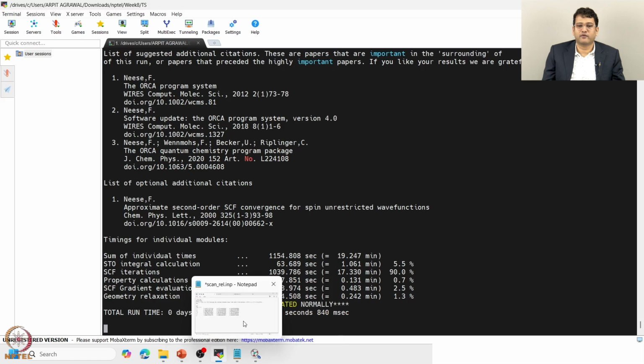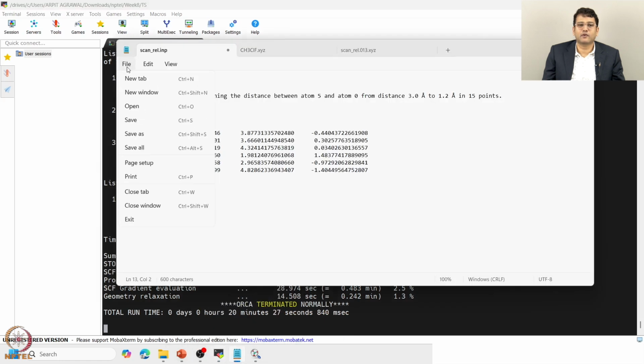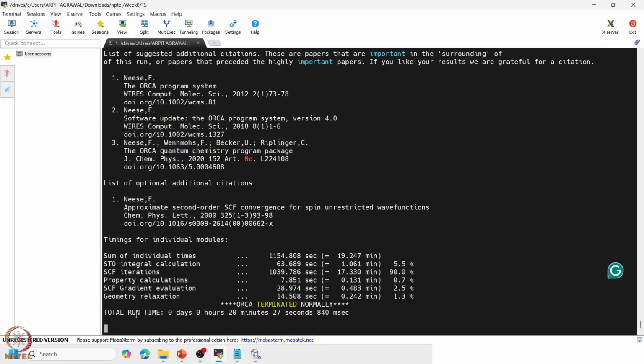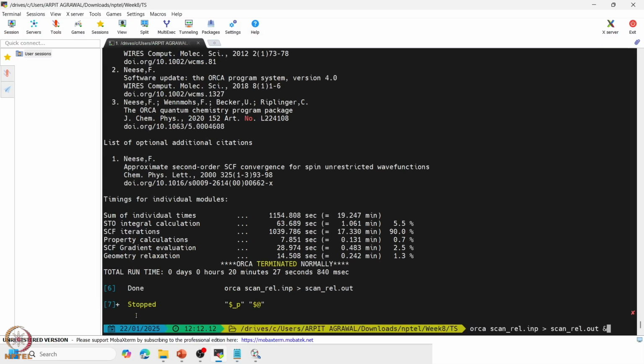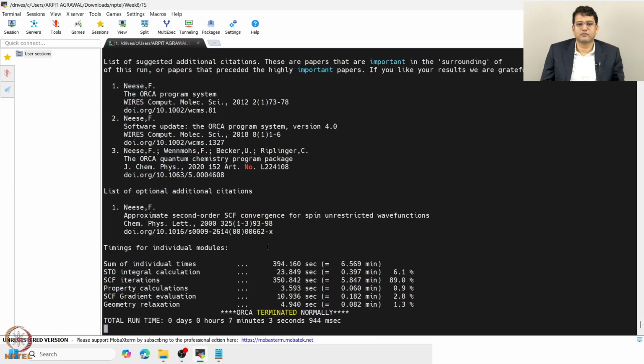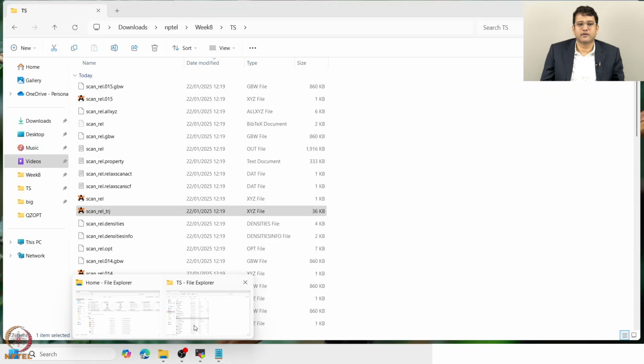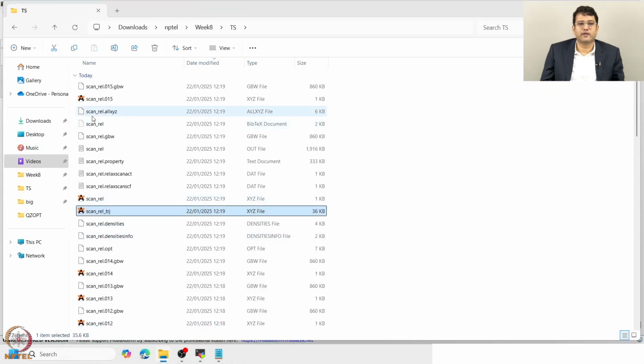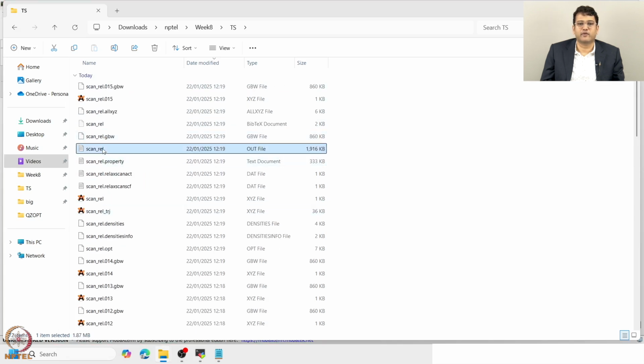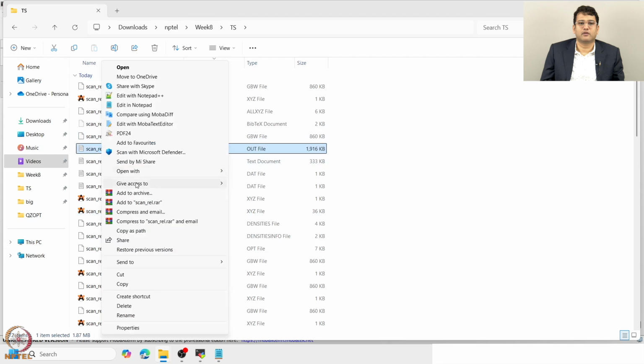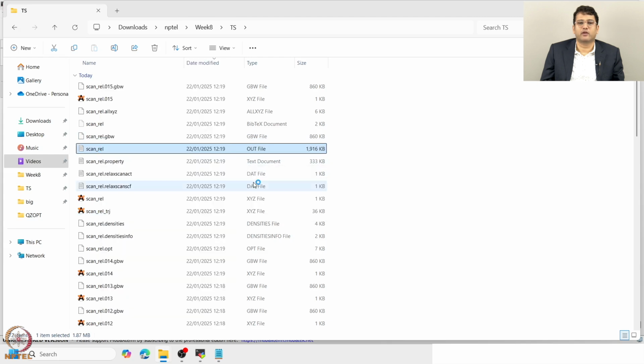So now I have changed my input file, so I have to run this job again. Hopefully this time the convergence will be slightly faster. So now my calculation is done. It took 7 minutes. Now let me open the scan.out. I would have run with the same name, so it actually has overwritten the previous file. So open with ChemCraft.